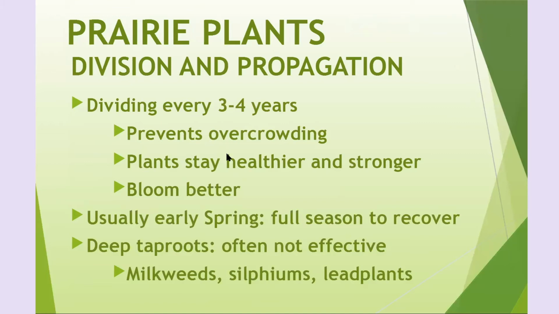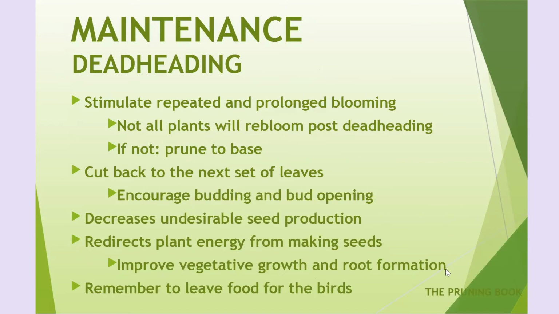Prairie plants you can divide every 3 to 4 years to prevent overcrowding. It helps them stay healthier and stronger. They bloom better, but you should do it in the early spring so that they have a full season to recover. Deep taproots such as milkweed, silphiums, and lead plants, not a good idea, because most of the time I cut the taproot because it's too deep.